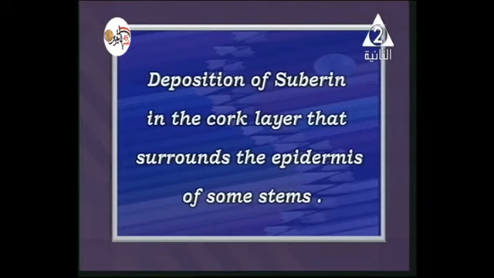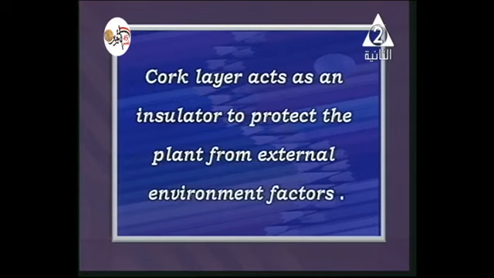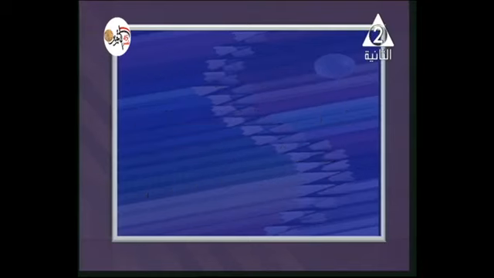And we have a lot of examples, such as deposition of suberin in the cork layer that surrounds the epidermis of some stems of the plant. The cork layer acts as an insulator to protect the plant from the external environment, as we said, like what? Like drought, very high temperature or low temperature, and so on. Those are called external environmental factors.